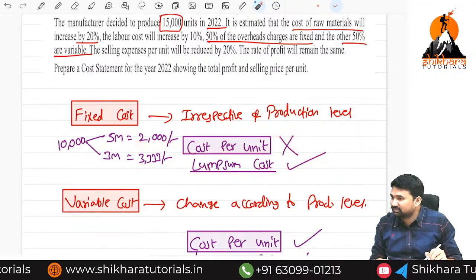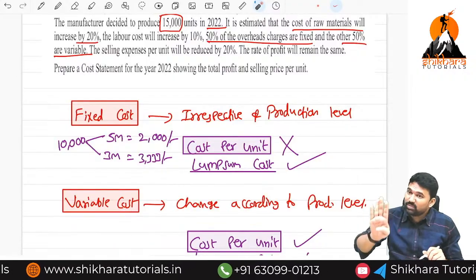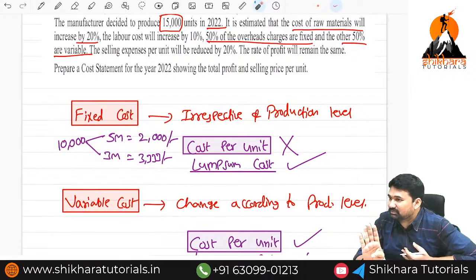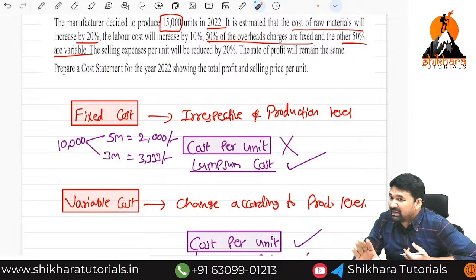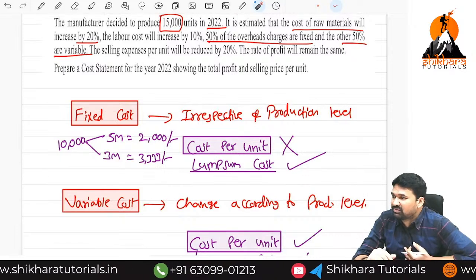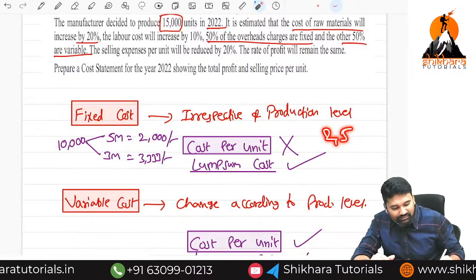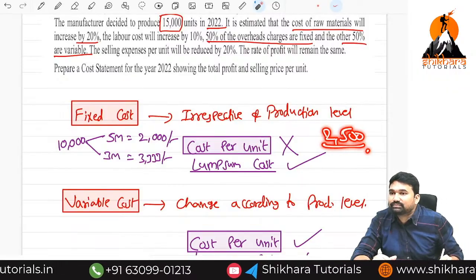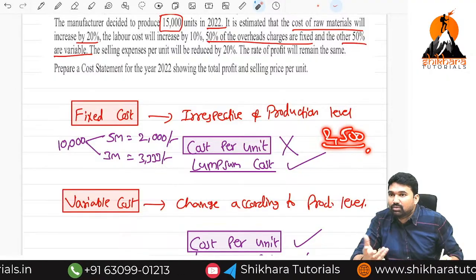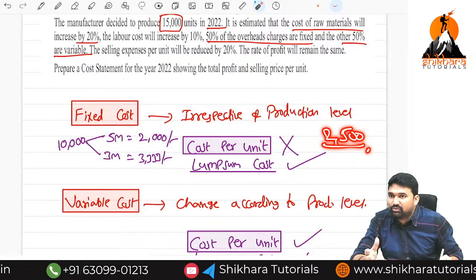If only 4 members went on the trip, what might be the per head cost of car rent? 2,500. Excellent, Sai. How did you arrive at it? How did you say 2,500?